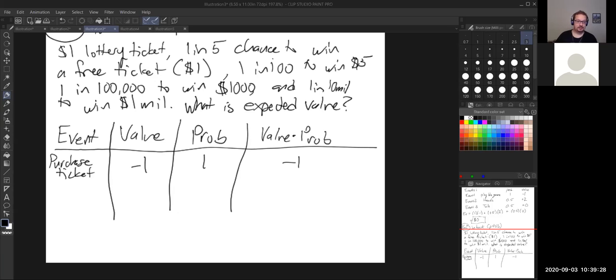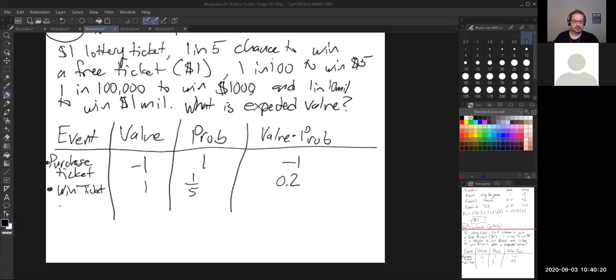Next event. Our first event is we purchase a ticket. The next event is we could win a free ticket. Well, the value of a ticket is $1. And notice above it says we have a 1 in 5 chance to win the free ticket. So the probability is going to be 1/5. What we're going to do is take our function and do 1 times 1/5. We're going to round to the nearest 2 decimal places since we're talking about money value. So we have 1 times 1/5, and we get 0.2.